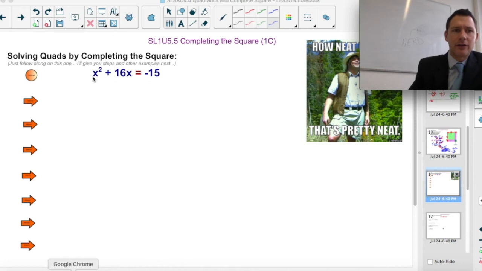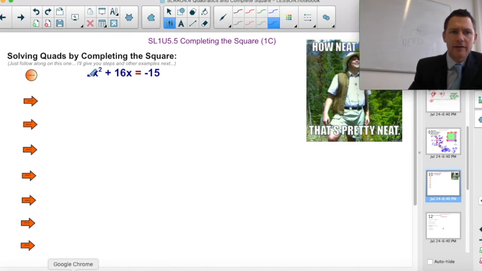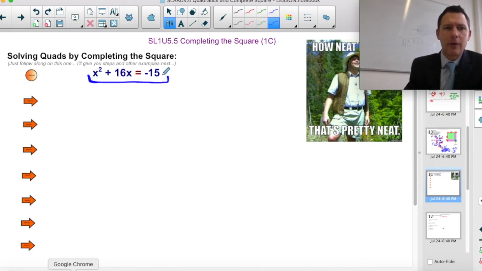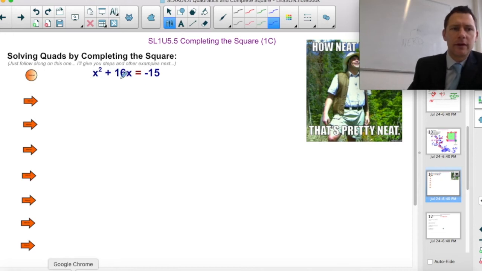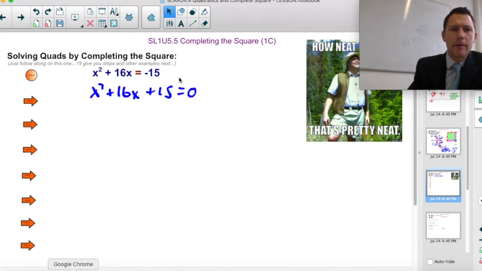Let's give it a shot and try to solve this by completing the square. If we started this as it is, and I want to solve this, I want to turn this into a quadratic that is in vertex form. Maybe it started off life like this: plus 15 equals 0, right? And we switched this around.